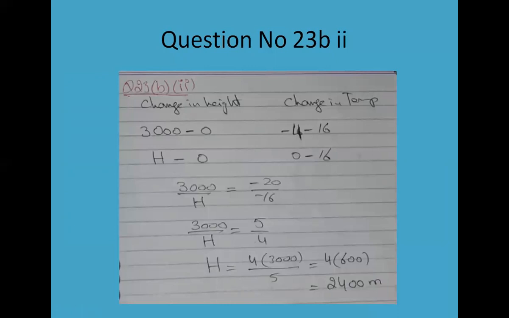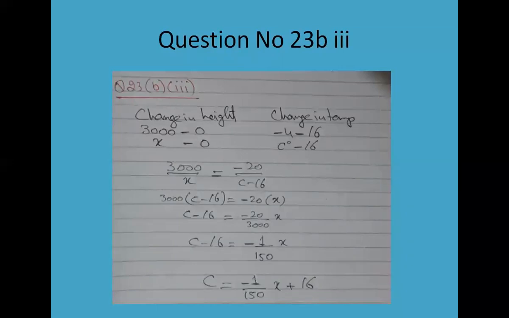Okay. So question number 23, B part, again, I will be using the same trick. Change in height, change in temperature, they are proportional to each other. So 3000 meter minus 0 meter. A change in temperature will be -4 minus 16. He says at what height the temperature will be 0. So the temperature will be 0 minus 16 and height will be h. So 3000 divided by h equals minus 20 divided by minus 16. Minus will be cancelled. Keep it with the 4. So you will have 3000 divided by h equals 5 by 4. Cross multiply. So you will have 5h equals 4 into 3000, and then take this 5 to the other side. So you will have 4 into 3000 divided by 5. It will be 4 into 600, and that will be 2400 meter. So at the height of 2400 meter, the temperature will become 0.